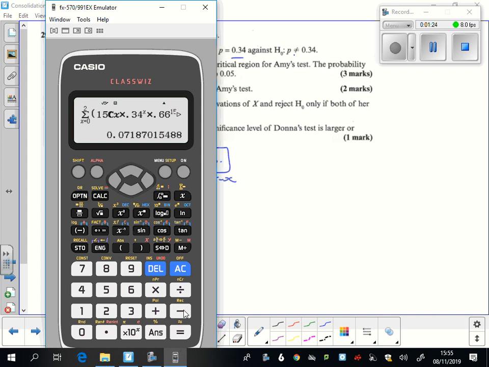Let's write that one down first of all. So the probability that x is less than or equal to 2 is equal to 0.07187. There's the lower end. And now let's go and try the higher end as well.